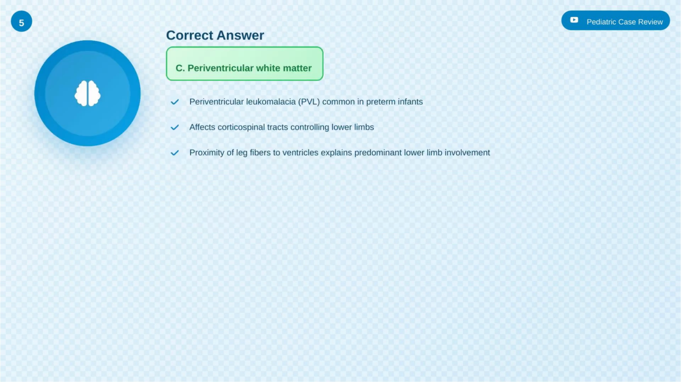Periventricular white matter injury, specifically periventricular leukomalacia, is the most common cause of diplegic cerebral palsy in premature infants. The corticospinal tracts that control the lower limbs pass through periventricular regions. The fibers controlling the legs are positioned closer to the ventricles than those controlling the arms, explaining why lower extremities are more affected in diplegia.